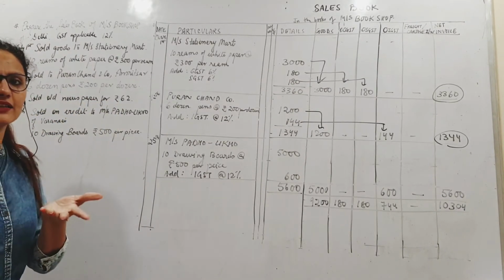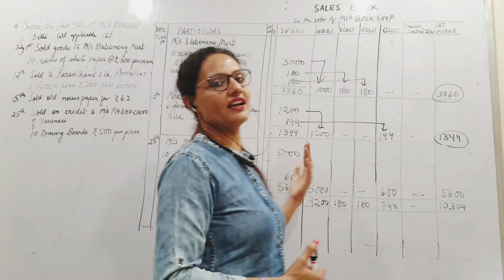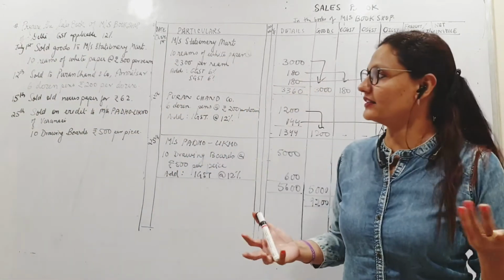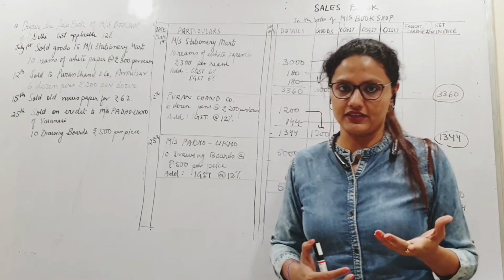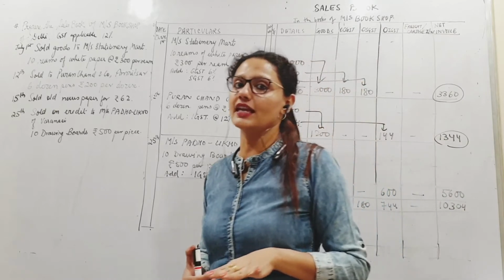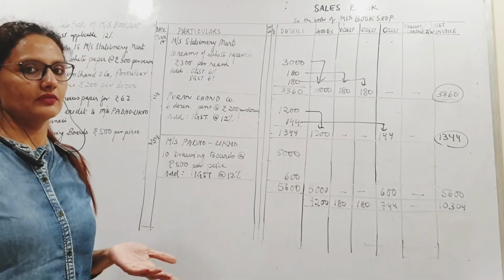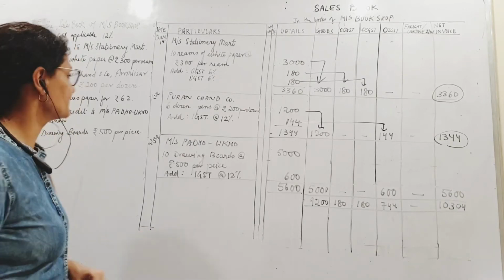Coming to sold old newspaper for 62. Yes, I already hear that answer from you. We will not record it here because we are not selling newspapers, right? So old newspapers, definitely not. This is all scrap we are doing away with. This is not sales for us. So it's not supposed to come here. Then it will go to the cash book.